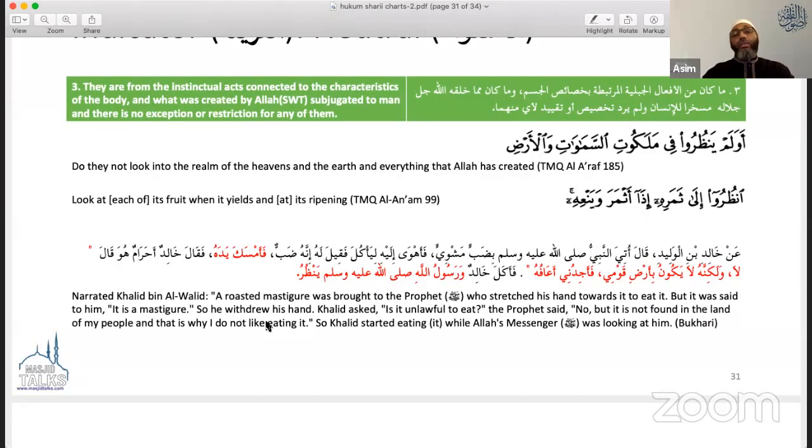So here Rasulullah pulled his hand away, but at the same time Khalid started to eat, and Rasulullah was looking at him while he was eating. That he did not like it is natural, part of the fitrah of a human being, as Rasulullah did not like it and did not eat it. At the same time, he continued to watch Khalid bin Walid while he was eating, and allowed him to eat. That is a sign that it is a mubah thing to do.